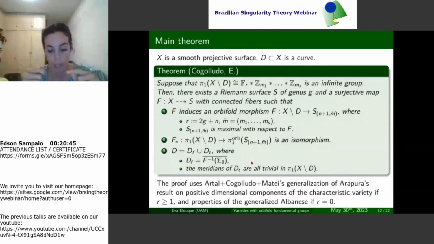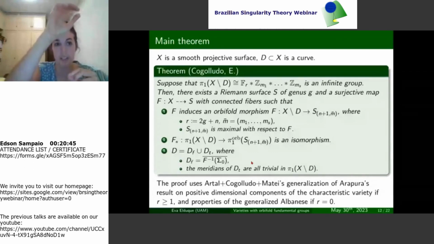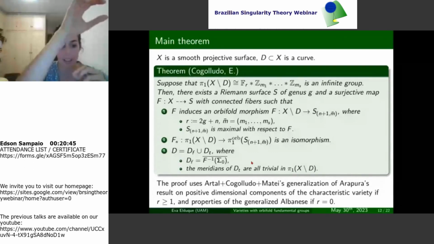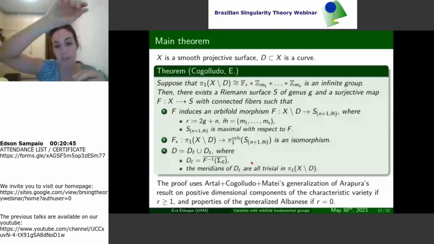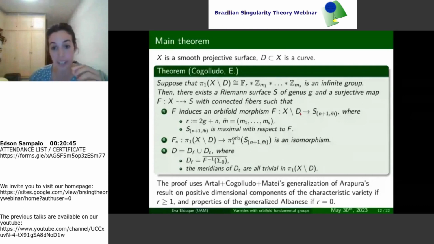But what we did is we passed to a cover of the space that had free fundamental group so that we could apply this Artal, Cogolludo result to the cover. And then we had to prove that whatever morphism was induced was in fact the Albanese, so that it had functorial properties, and even though that wasn't a cover, it could descend to downstairs to where we started with. So that's roughly the words involved in the proof. So if you work with that, then you know what goes into this, and if not, it doesn't matter, because that's all I'm going to say.